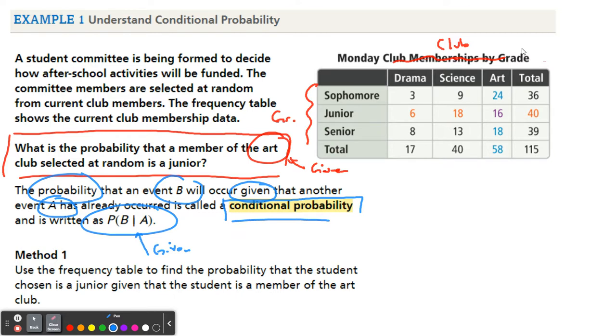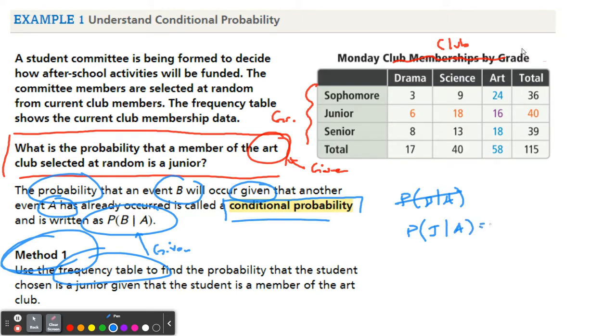All right. So we are going to just look at the frequency table. Okay. So we're going to use the frequency table. This is the method I would use. We'll also do a method 2, but this is the method that I would use for sure. So I want to find the probability of B given A. All right. So in this case, let's use our letters. Probability of being a junior, given that they're in the art club. Right? So we're looking at just the art club members.